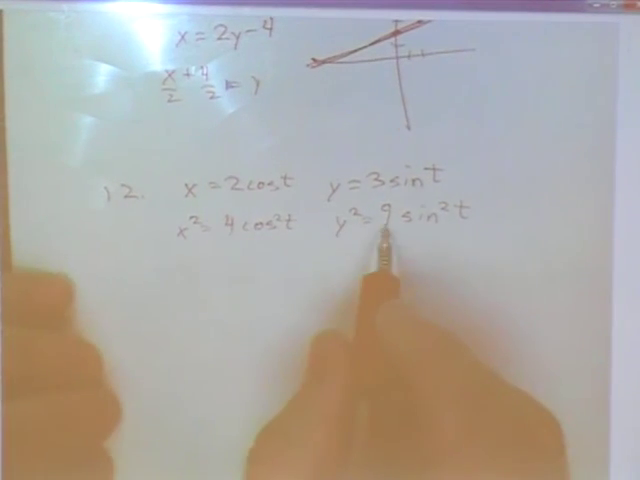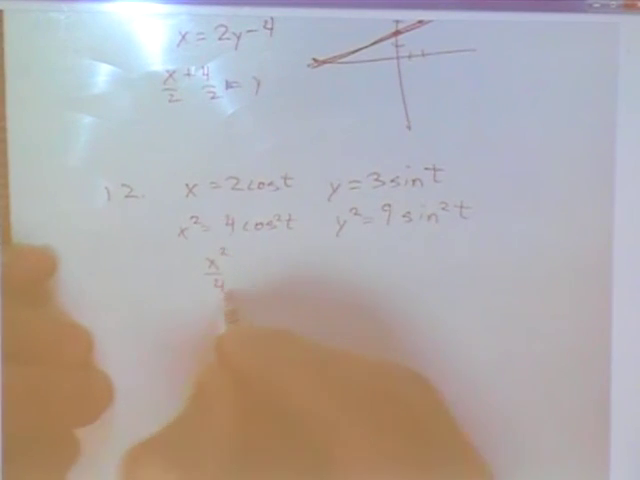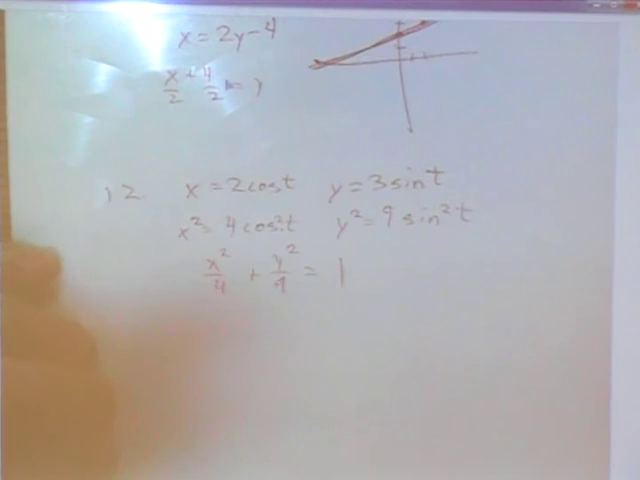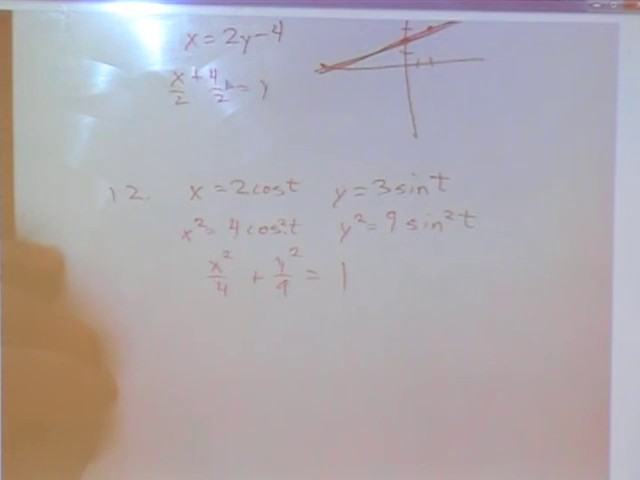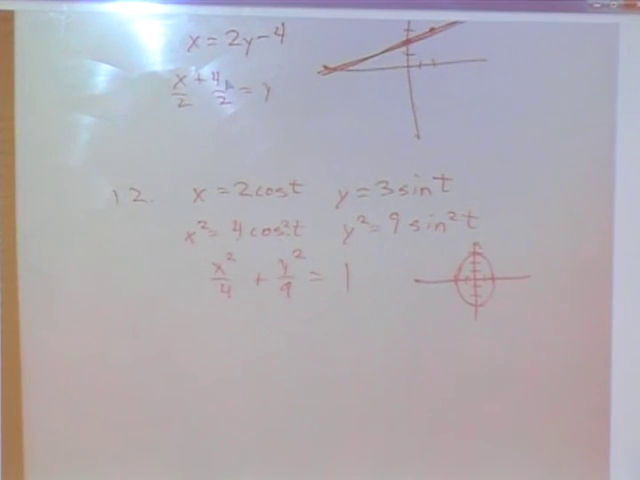I'm going to divide off these coefficients and add the two equations together. So x squared over 4 plus y squared over 9 is going to equal the cosine squared plus sine squared, which is 1. Your trig functions are gone. This is not a circle, it is an ellipse. Your x value is plus or minus 2, your y value is plus or minus 3. So that's what you get for your graph.